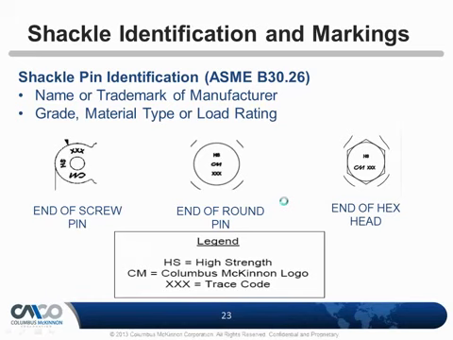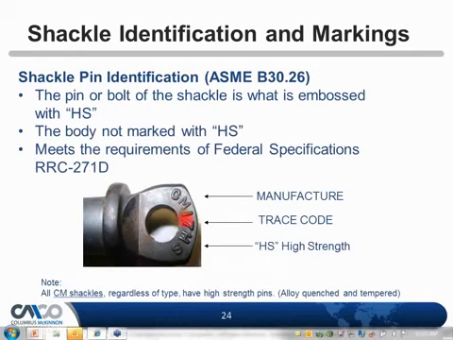So all those markings mean something. And so here you can see CM, which is, of course, Columbus McKinnon, has a trace code, and HS for high strength. Okay. Again, that's important.